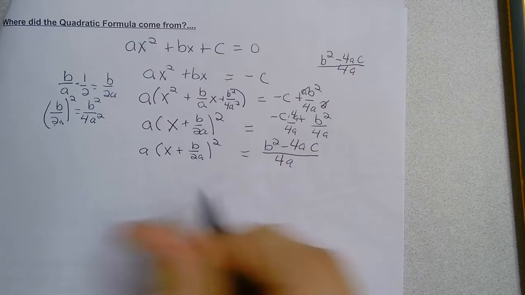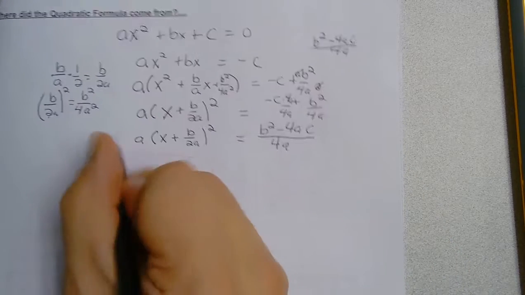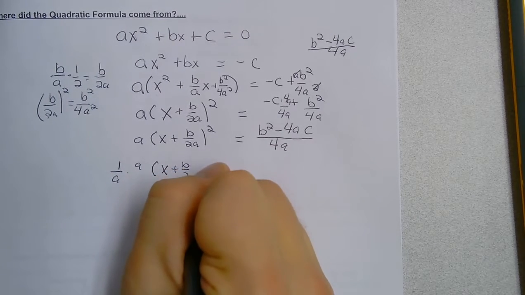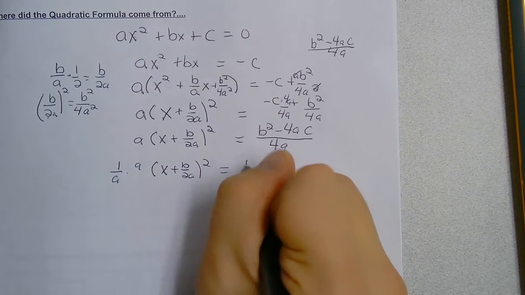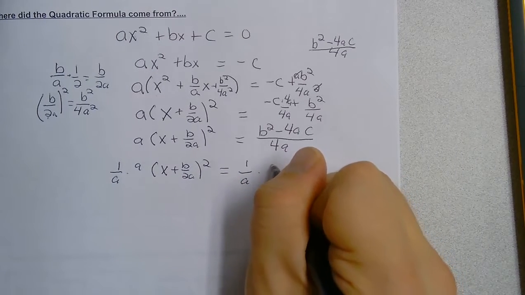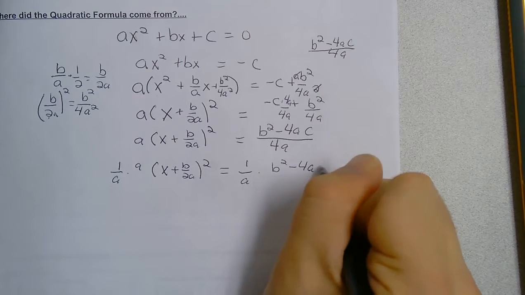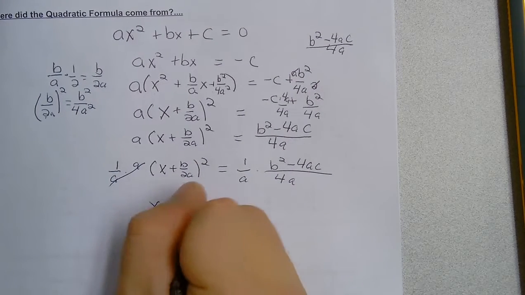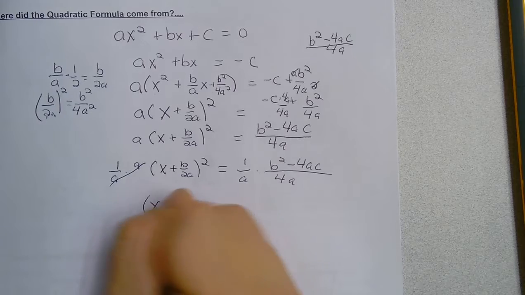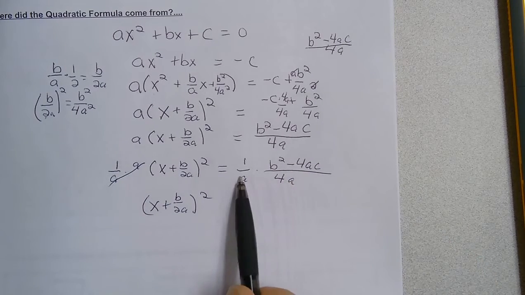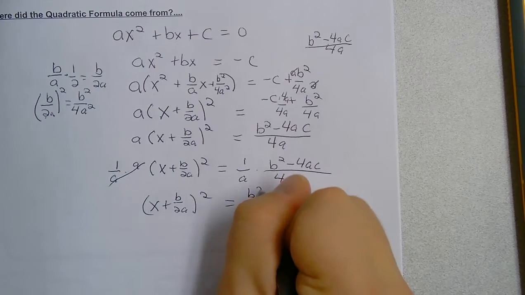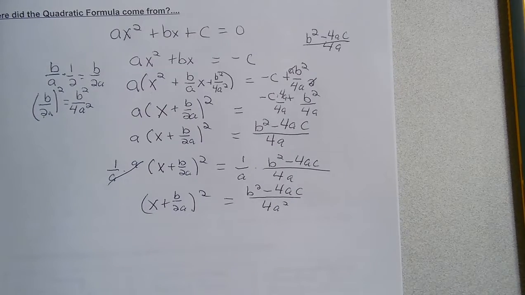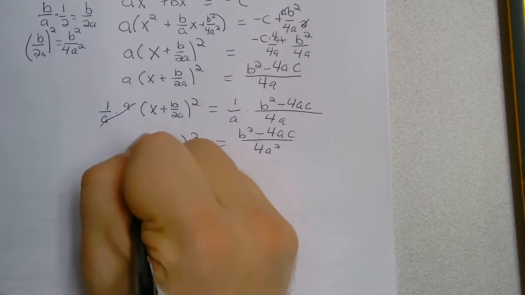Now to get rid of this a, I'm going to multiply both sides by 1 over a. So 1 over a times a times x plus b over 2a squared equals 1 over a times b squared minus 4ac over 4a. So that'll cancel. And we have x plus b over 2a squared. Multiplying here, that's just going to give me b squared minus 4ac all over 4a squared. And now we're ready to take the square root.